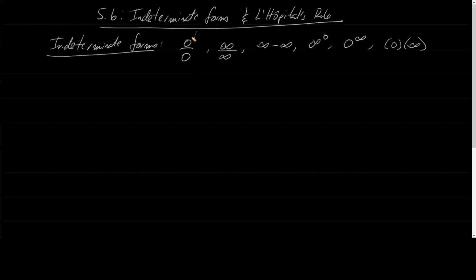0 over 0, I don't know. Infinity over infinity, it depends. If the infinity on top is bigger than the infinity on bottom, maybe it's infinity. If the infinity on top is smaller than the infinity on bottom, maybe it's 0. Similarly here, when we're subtracting infinities, all right? So in here, we're going to discuss how to tackle these, all right?